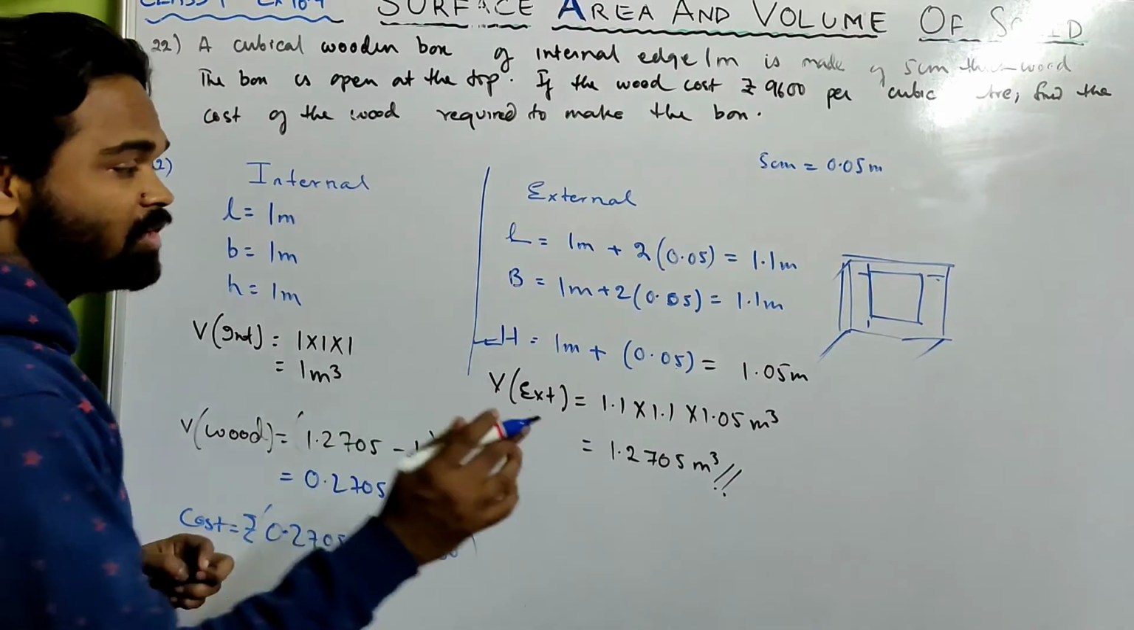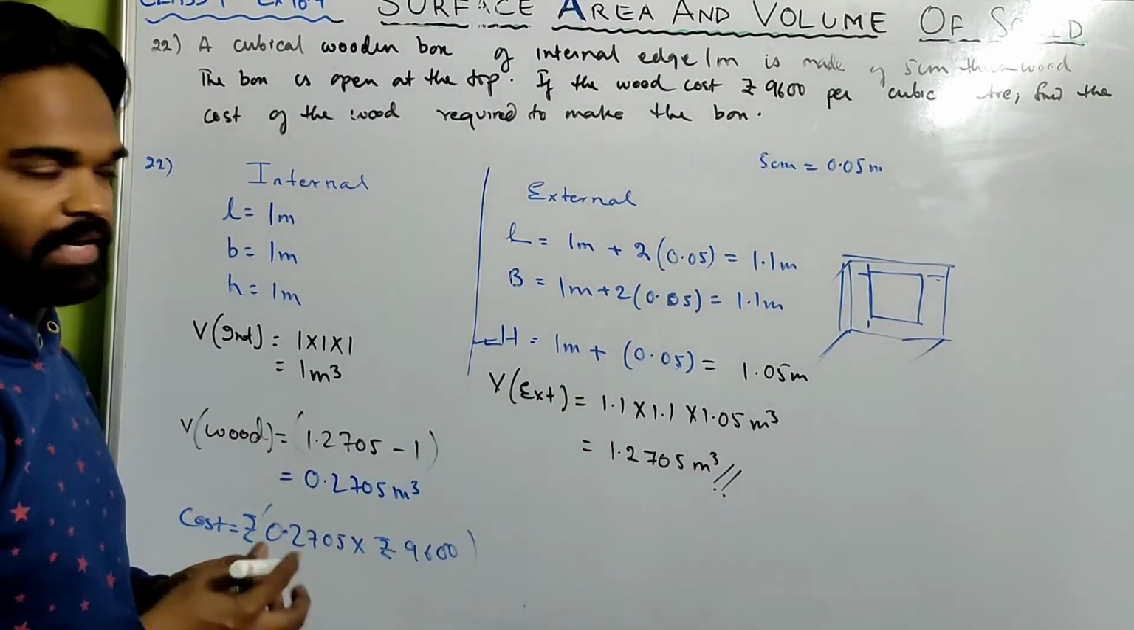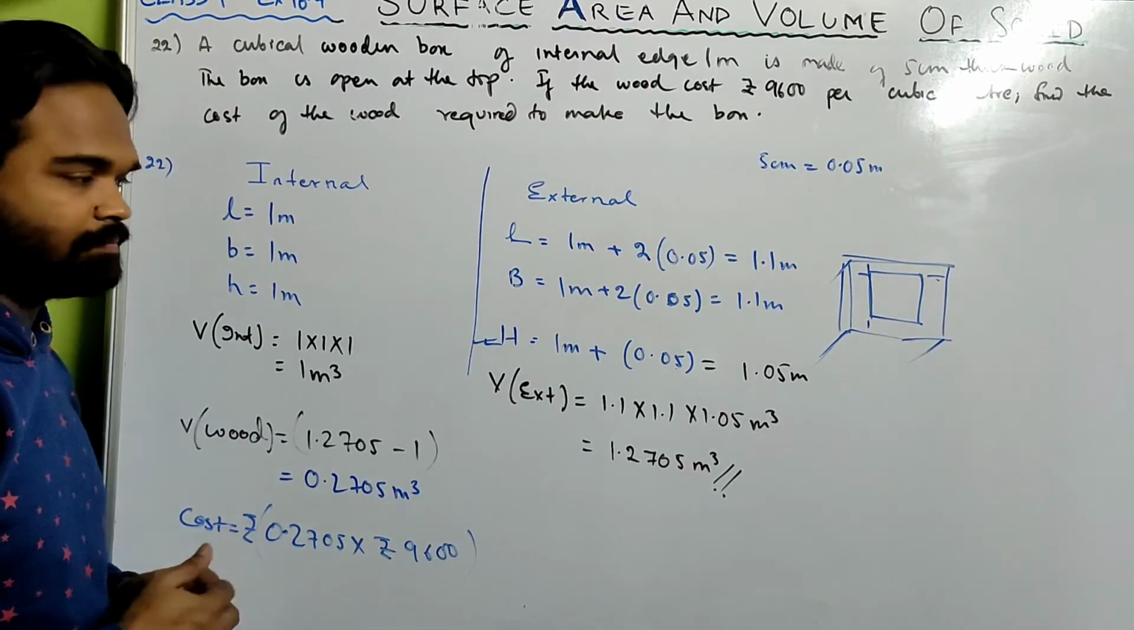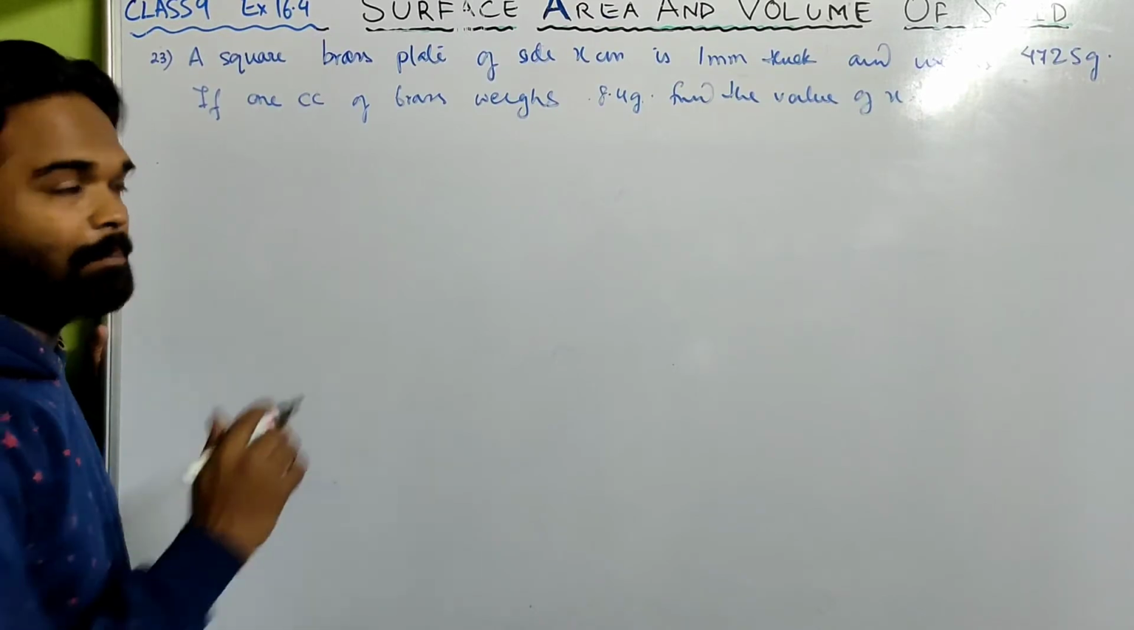Am I clear? And if it is closed, then here also height will be 1 plus twice. Suppose if it is closed. Okay. Now let us look at the next sum. Now look at this sum.